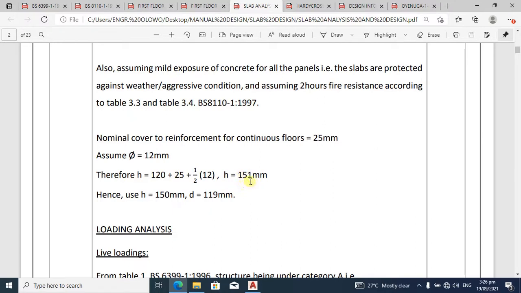So instead of using 151, why not use 150 millimeter, so that we know that our overall depth is 150 millimeter. And from here we can recalculate our D to be 119 millimeter.